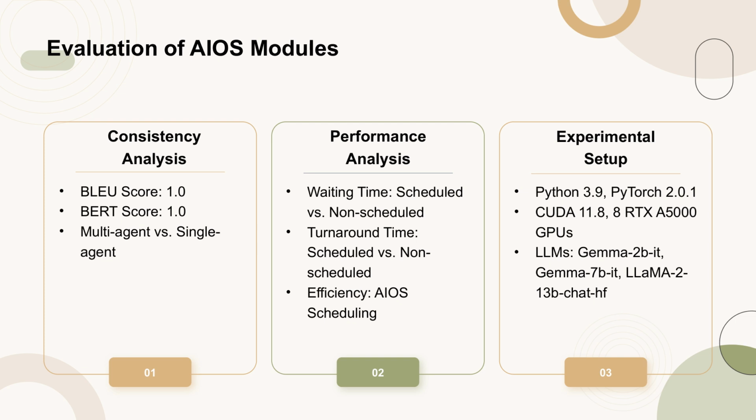For performance, we compare AIOS with FIFO scheduling against a non-scheduled approach using waiting time and turnaround time as metrics. The results show that AIOS scheduling significantly improves both waiting and turnaround times, especially for later agent requests. This highlights the importance of our scheduling mechanism in managing parallel operations of multiple agents.